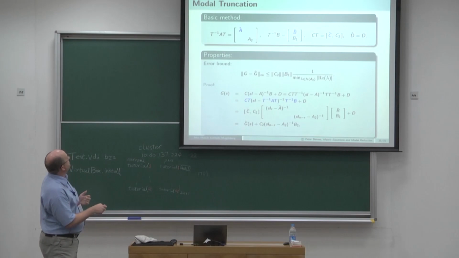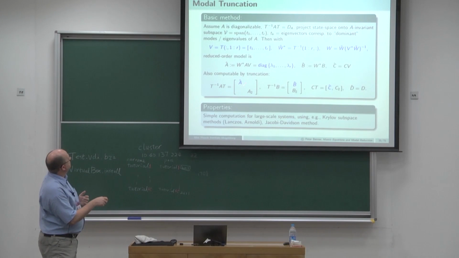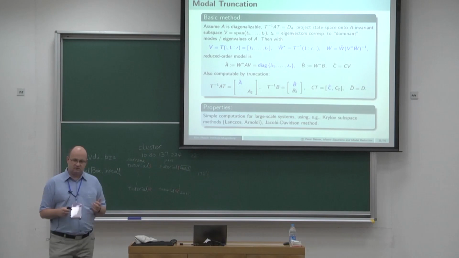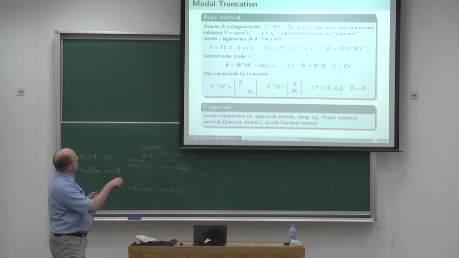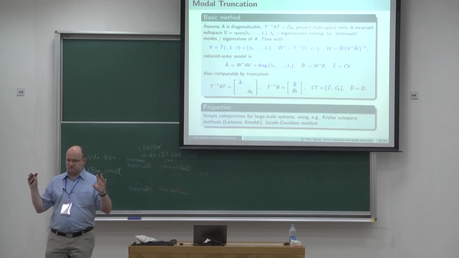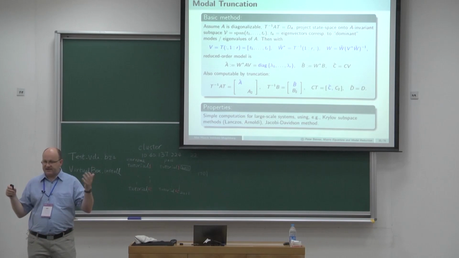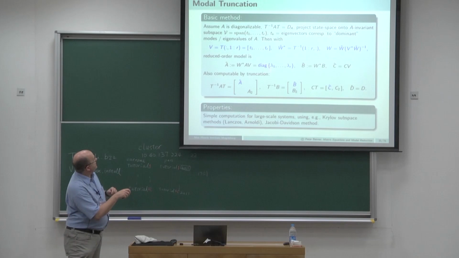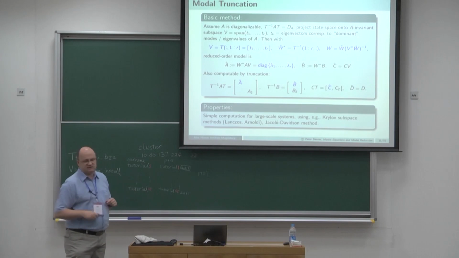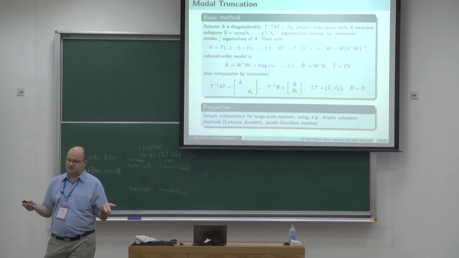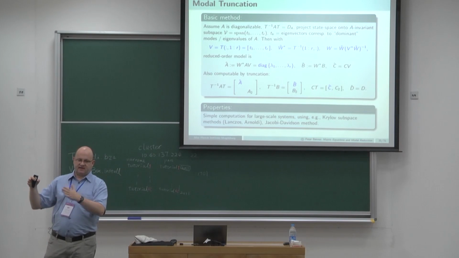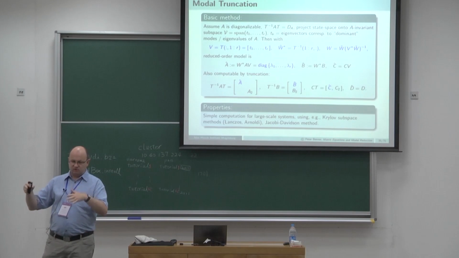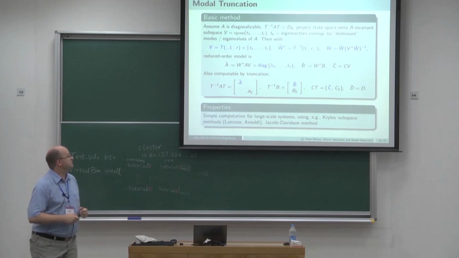I haven't said that, but of course the poles of the reduced order model are a subset of the poles of the original model, because A hat, which we use as our reduced system state matrix, is just the diagonal with the eigenvalues lambda 1 through lambda r that we selected. So the subset of the eigenvalues of the original A and the reduced A coincide. That means the poles of the reduced order model are a subset of the poles of the original model.